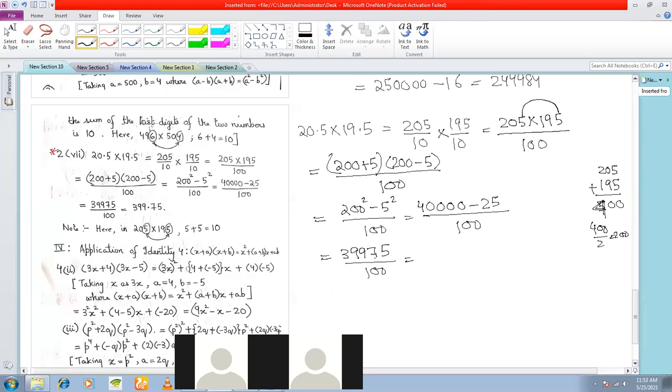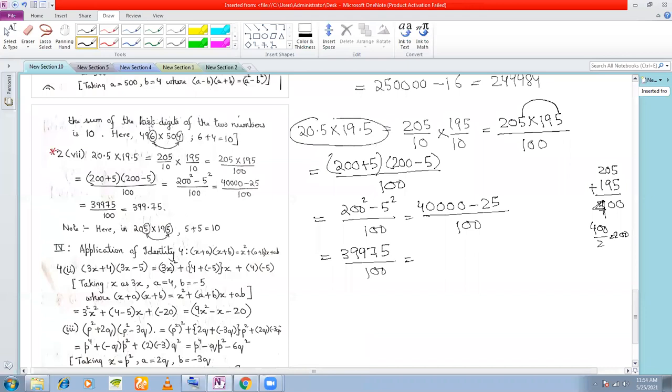Now how to write this in decimal form? Since this multiplication was given to you in decimal form, how do you write the ultimate answer in decimal form? Because it is divided by 100, you have two zeros, so you shift two decimal places. So 399.75 is your answer.